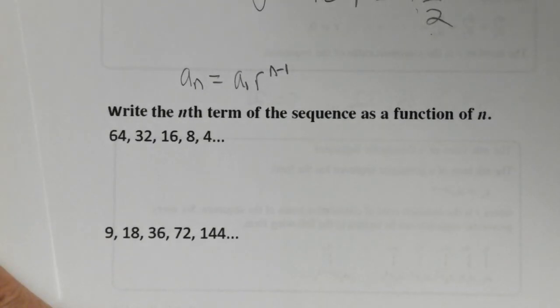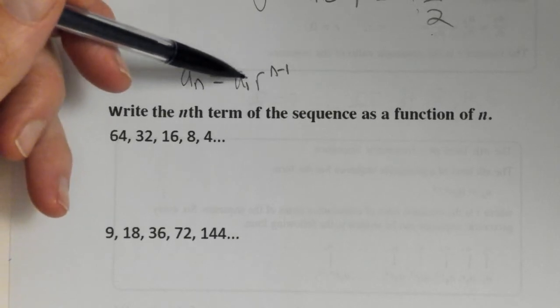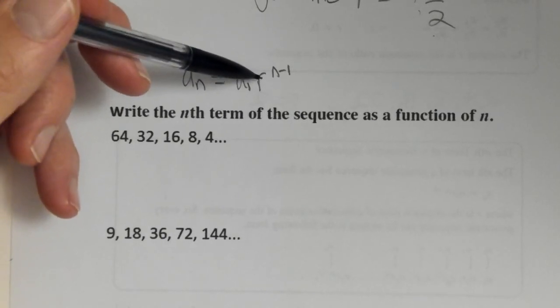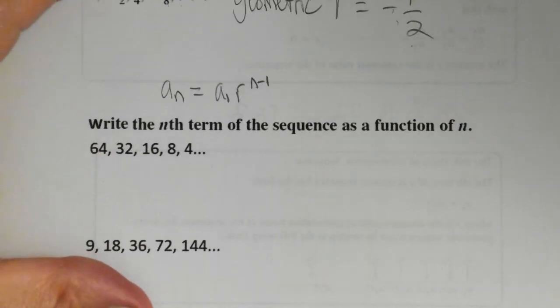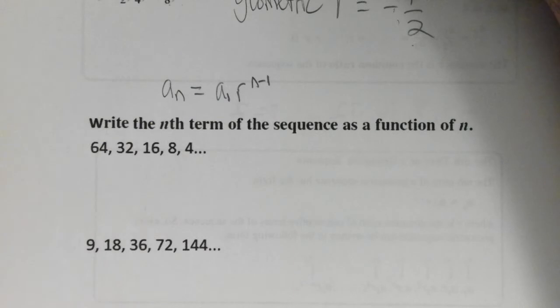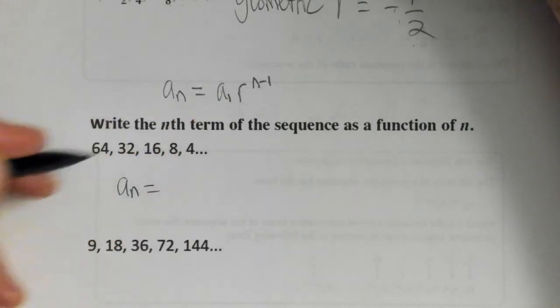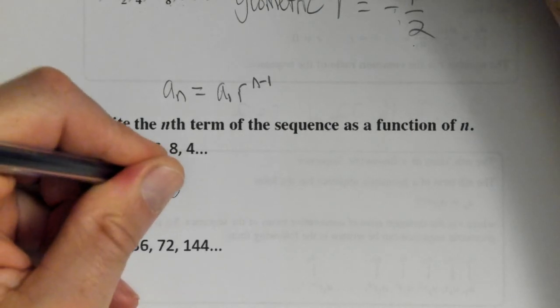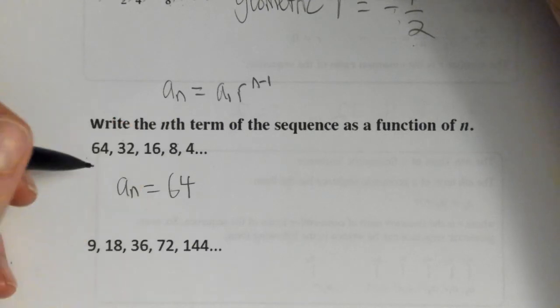And the things that we need to make sure that we know in order to fill out that formula correctly is we need to know the first term, which we can get from the sequence. We need to know the ratio, which we can also get from the sequence, and really those are the only two things that we need, and then we'll have the answer. So on this first one, I'll have a sub n equals, the first term is 64, so we'll write that in.